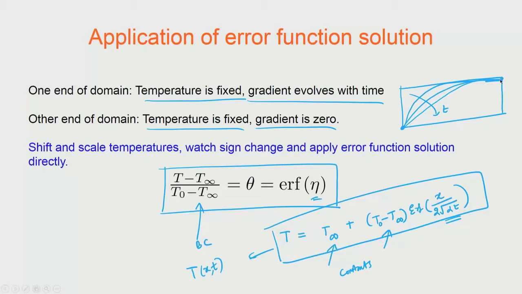So, in such situations you can use the error function, and the way to do it is to scale this difference to be the magnitude here and immediately write down the answer as error function of eta. Okay. So, this is as simple as that. So, shift and scale the temperatures, and then look at the change of the sign, because this plot may be on the other side. If the plots look the other way, then look at the sign difference and adjust it so that you can write the solution directly. So, very often error function solutions can be written by visual inspection of the appearance of the temperature profile.